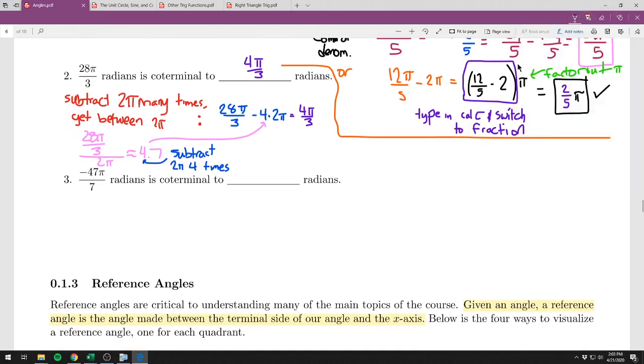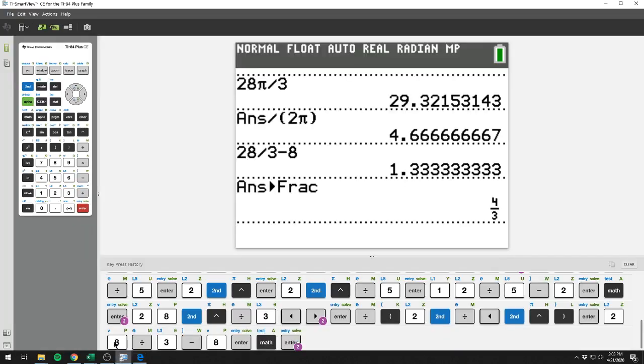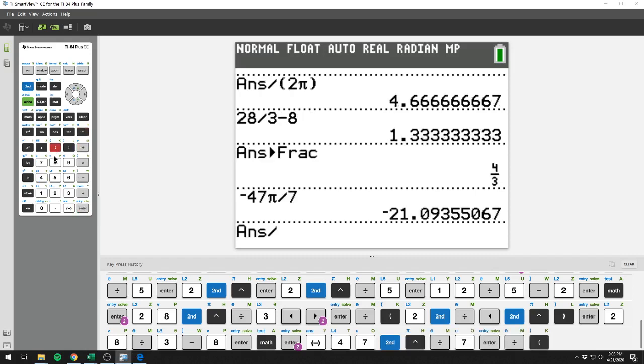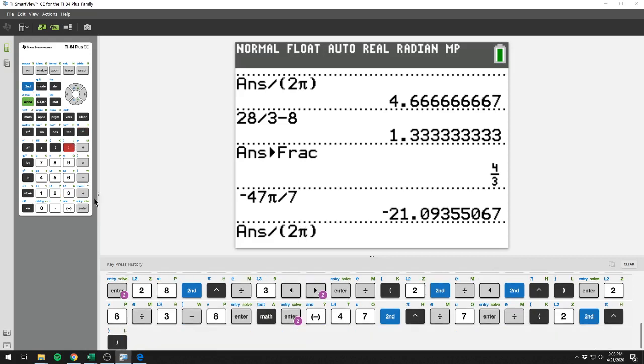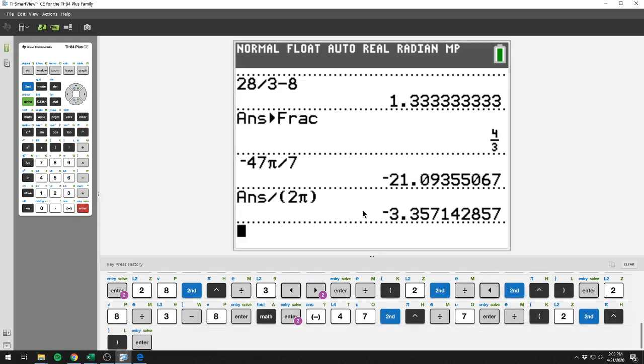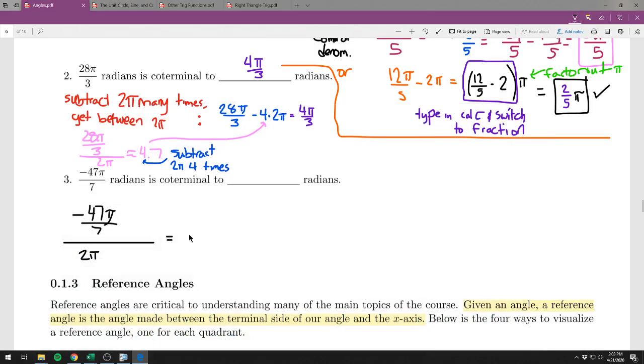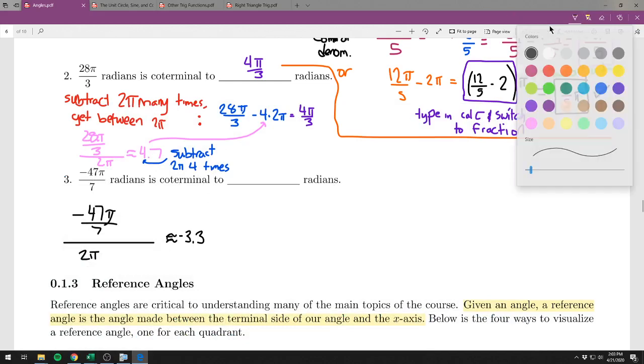All right, the last one, just to be complete, is a negative. We're going to do negative 47 pi over 7 and divide that by 2 pi. I'm going to do it the same way I did the last one. So I take our negative 47 pi divided by 7. Divide that by 2 pi. We got negative 3, so we're going to add 3 times. Because it's negative, we got to add.